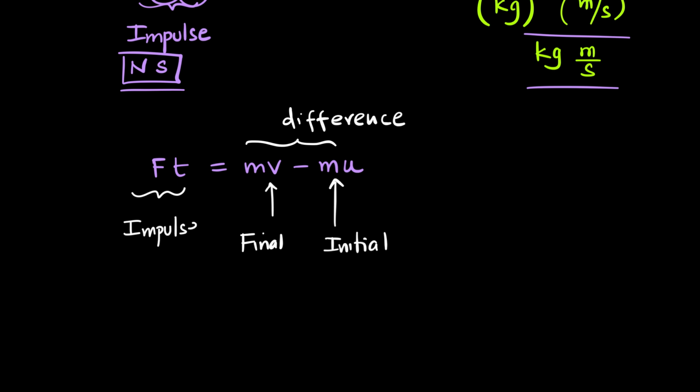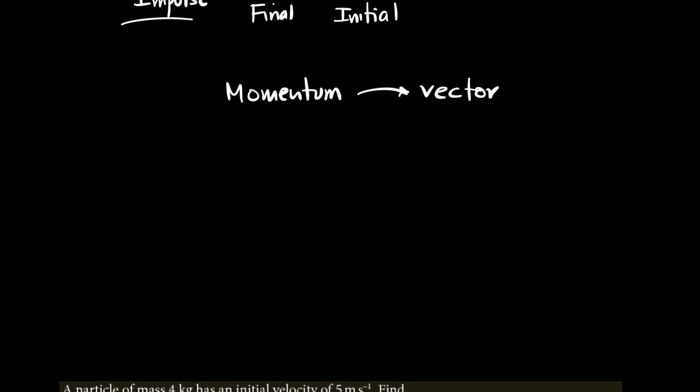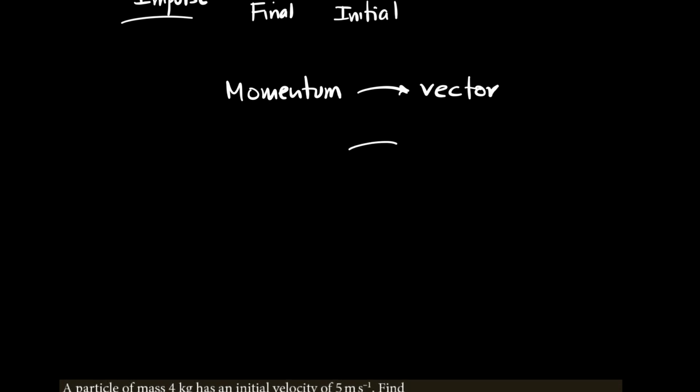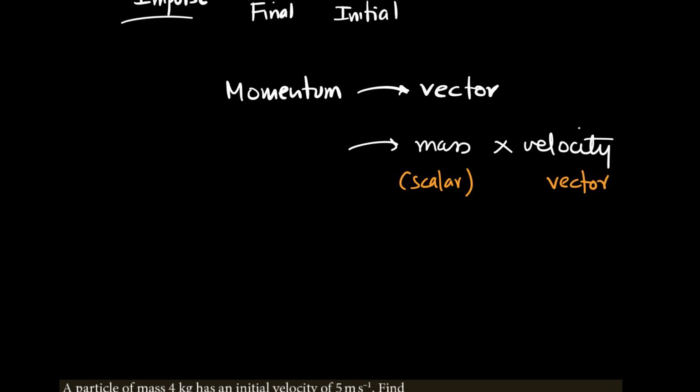So now we are focusing on momentum. Momentum is a vector quantity. Why is momentum a vector quantity? Because momentum is mass times velocity. Mass is a scalar quantity, whereas velocity is a vector quantity. So the product of these two is momentum, which is a vector quantity.